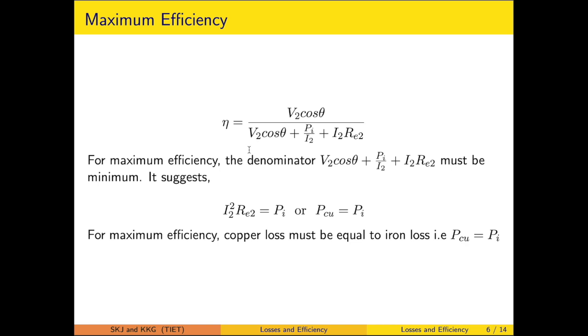To calculate the maximum efficiency, this denominator term has to be minimized. The only controlling variable is the current level I2. So we will take the derivative of this denominator term with respect to I2. When that is done, we get an equation like this. It suggests that the copper loss has to be equal to the iron loss to have the maximum efficiency.